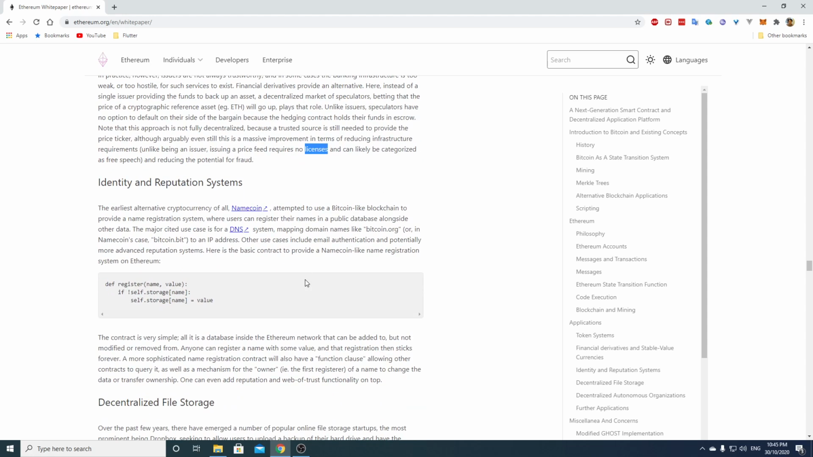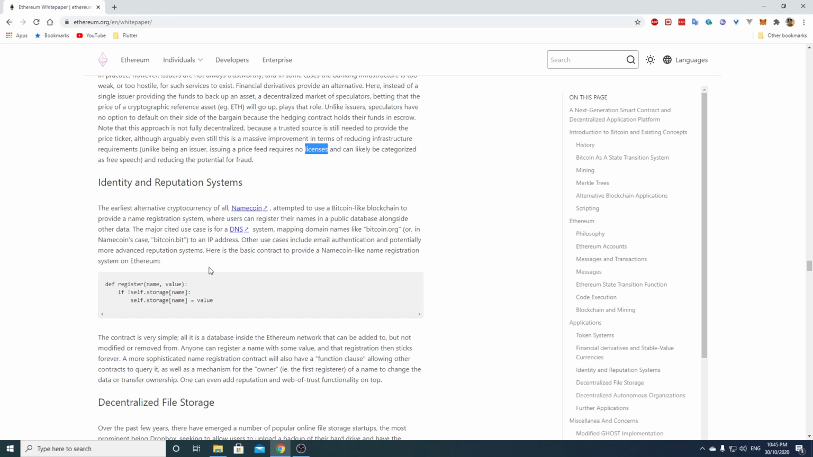Identity and reputation systems. The earliest alternative cryptocurrency of all, Namecoin, attempted to use a Bitcoin-like blockchain to provide a name registration system, where users can register their names in the public database alongside other data. The major cited use case is for a DNS system, mapping domains like bitcoin.org, or in Namecoin's case, bitcoin.bit, to an IP address. Other use cases include email authentication and potentially more advanced reputation systems.